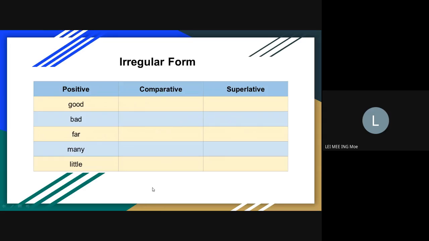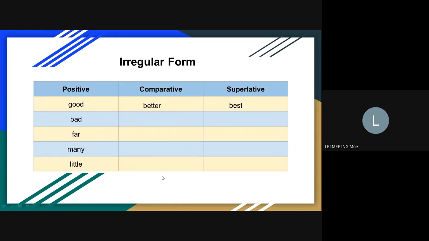Five, 4, 3, 2, and 1. So the comparative form for good is better. We don't have good, gooder, goodest, yeah, because I mentioned just now, irregular form don't follow the 5 rules that I mentioned just now. So good, better, superlative form, best. So better first and then best, yeah. Better is comparative and superlative is best, the best.